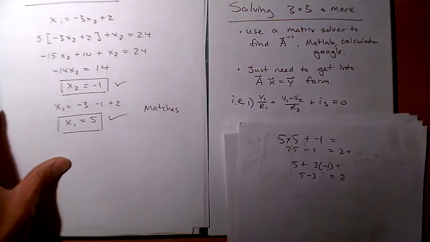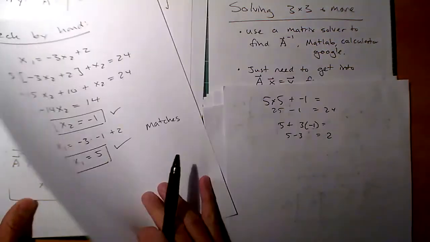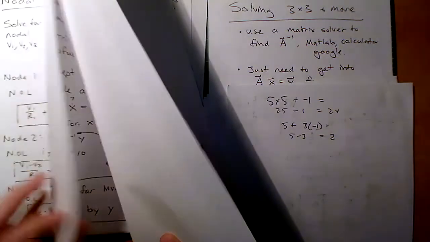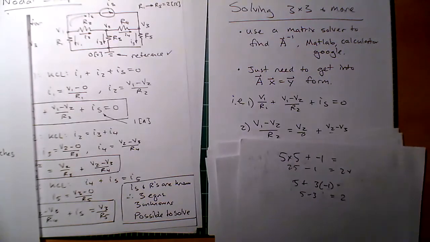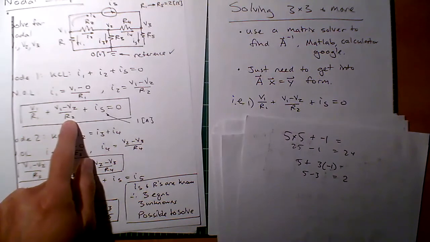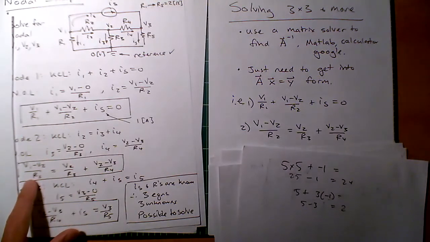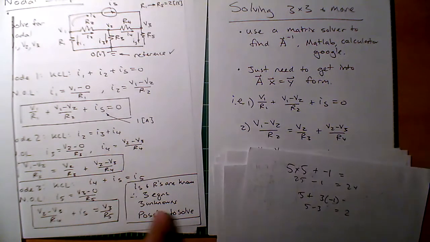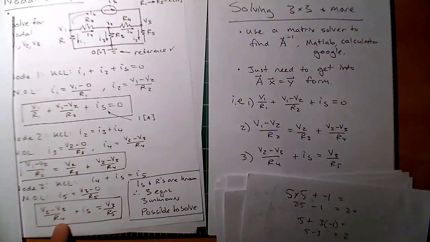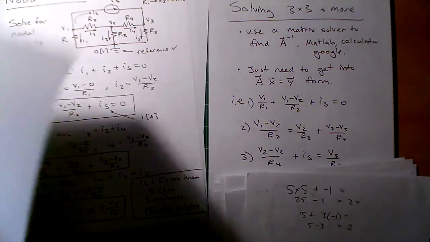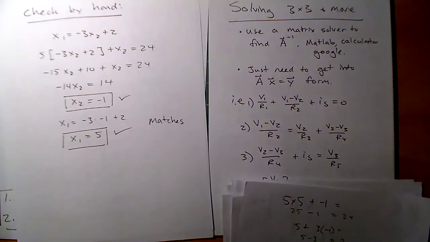Okay, so I'm going to rewrite the 3 equations that we got. Okay, so let's go back here. So we have v1 over R1 plus v1 minus v2 over R2 equals v2 over R3 plus v2 minus v3. Okay, good. v2 minus v3 over R4 equals v3 over R5. Great. So we have everything rewritten.